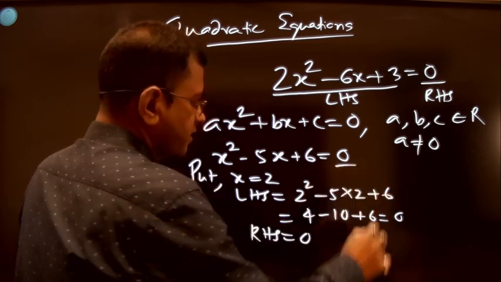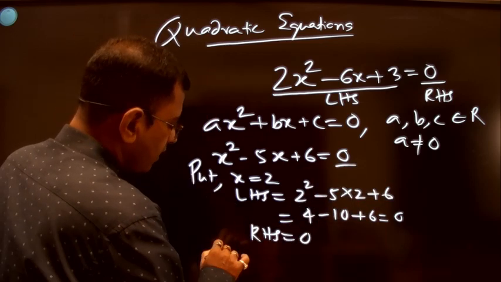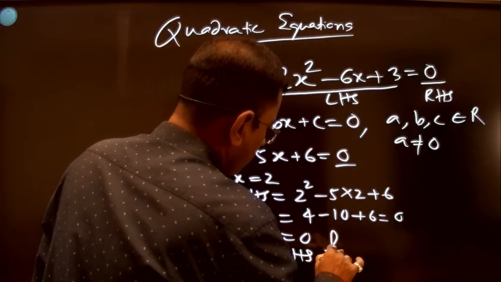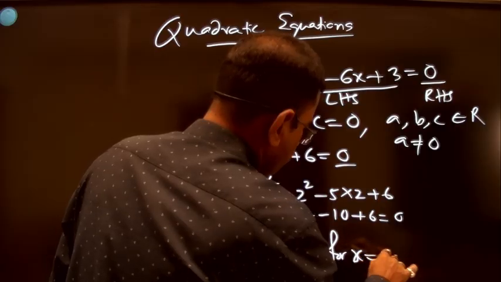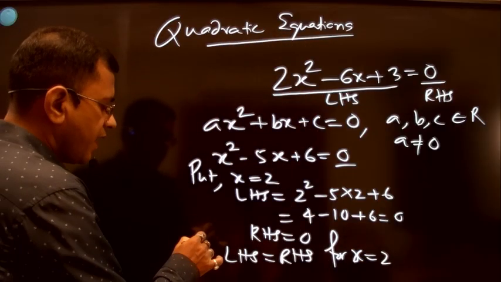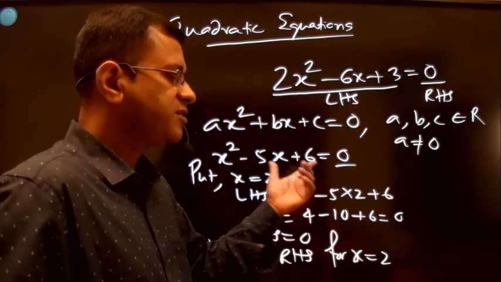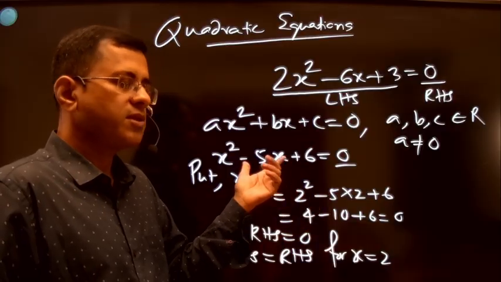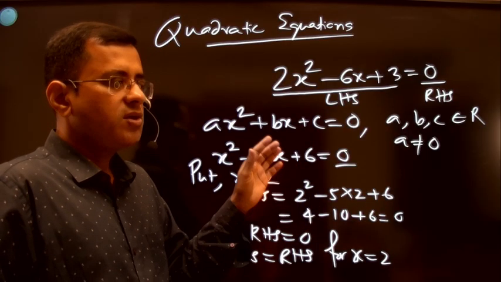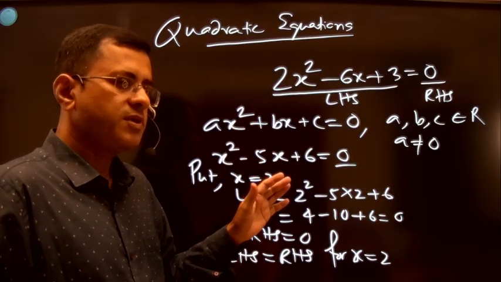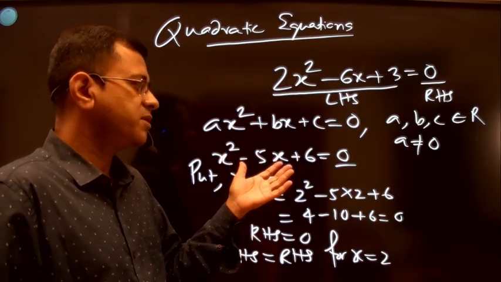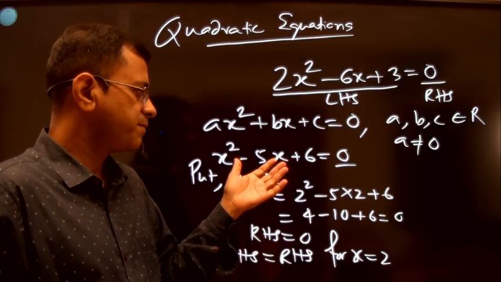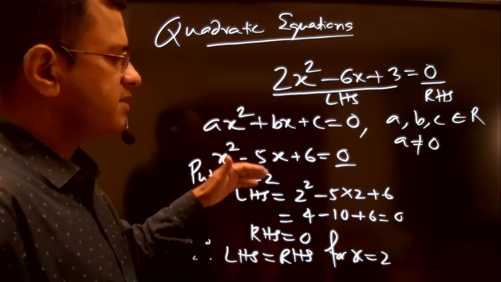This is the right hand side. So left hand side equals right hand side for x equal to 2. So x equal to 2 satisfies this equation, and x equal to 2 is called the solution of this equation. Those values of the variable which satisfy the equation are called the solution or roots of the quadratic equation. This is the trial and error method.